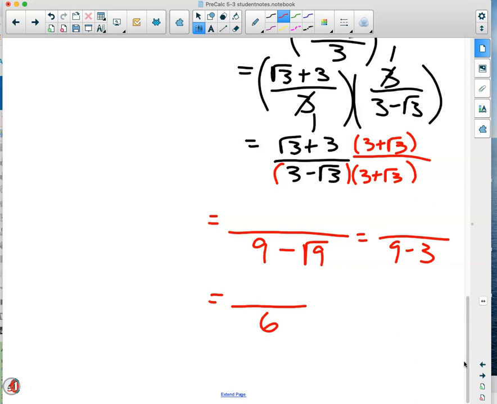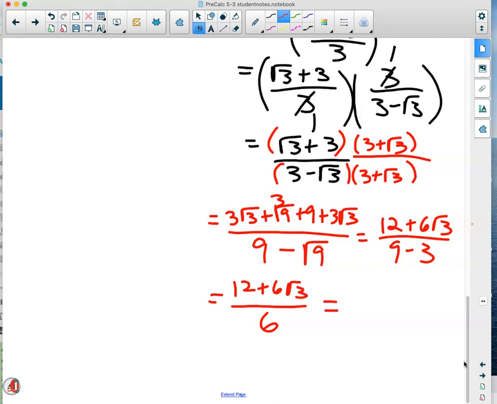And now I just have to be careful and use my FOIL for the numerator. So first times first will be 3 square roots of 3. Outside times outside will be plus the square root of 9. Inside times inside will be plus 9. And last times last will be 3 square roots of 3. So I have the square root of 9, which of course is 3, and that will give me 3 plus 9 is 12, and then 3 square roots of 3 plus 3 square roots of 3 is 6 square roots of 3.